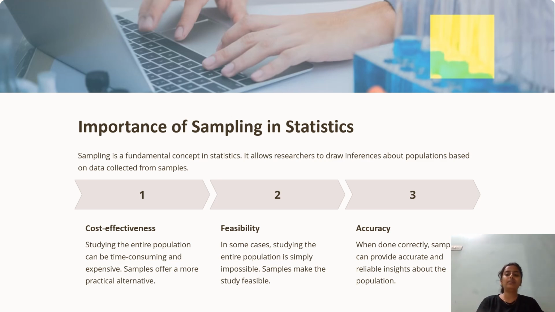Next, the importance of sampling in statistics. Sampling is a fundamental concept in statistics. It allows researchers to draw inferences about populations based on data collected from samples.